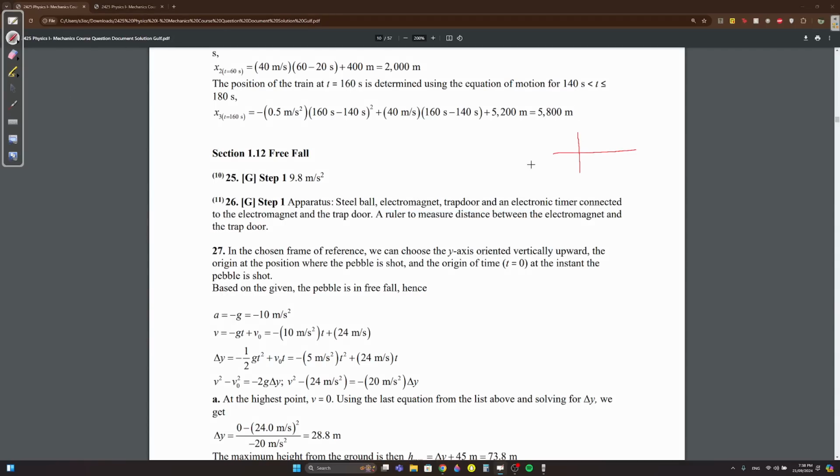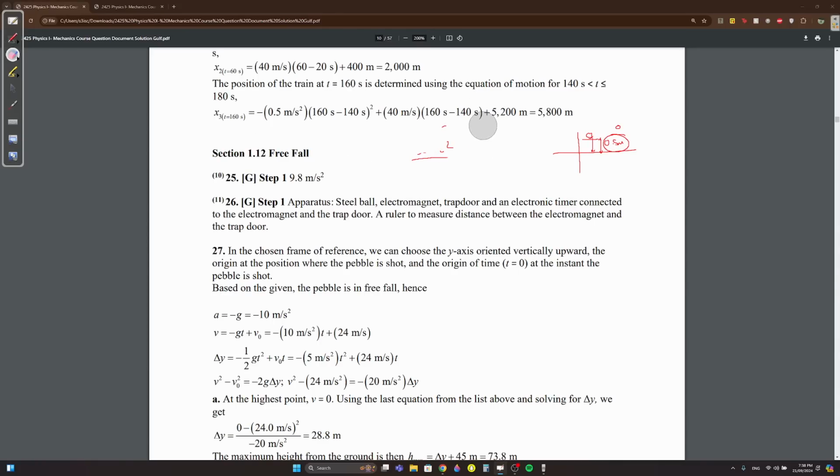Here's what happens. We know that g equals, from the quiz video, 2 times the height over time squared. This is what g is equal to. So what they do is they take a ball, they measure the distance, say 0.5 meters, and then they put a trapdoor. As soon as the trapdoor opens, the timer starts, and it measures the time needed to fall through 0.5 meters. So you just use this formula.